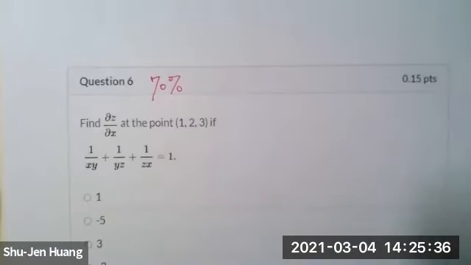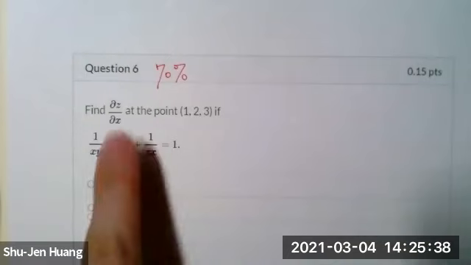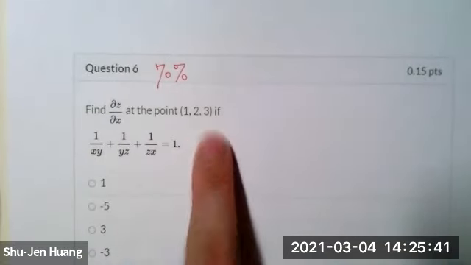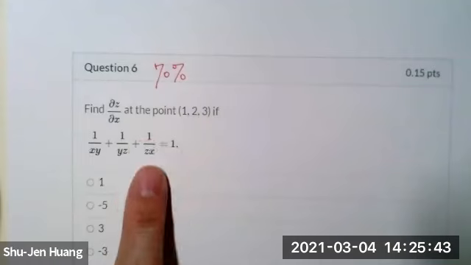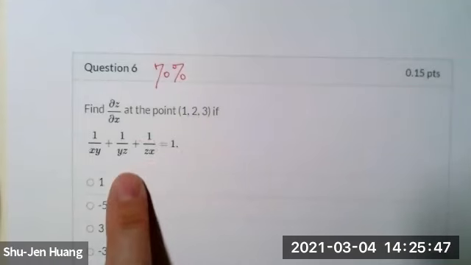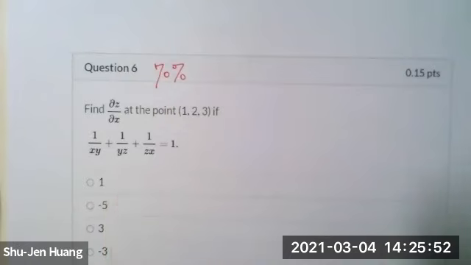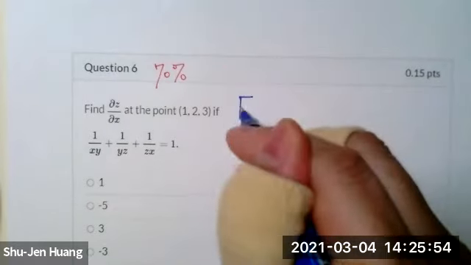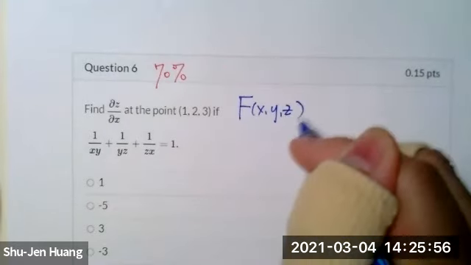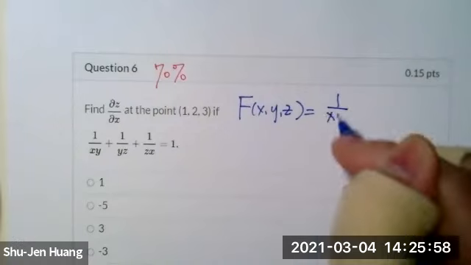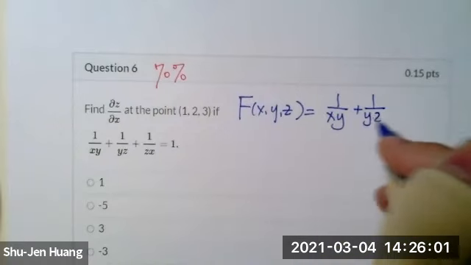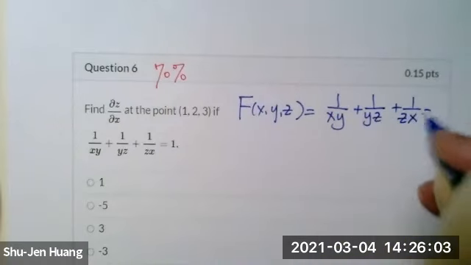For question number 6, we want to find the partial derivative with respect to x at the point 1, 2, 3, given these equations. You can see that in this equation x, y, z mix together, so we're going to use implicit differentiation. Let's call this function f of x, y, z equal to 1 over xy plus 1 over yz plus 1 over zx, equal to 1.